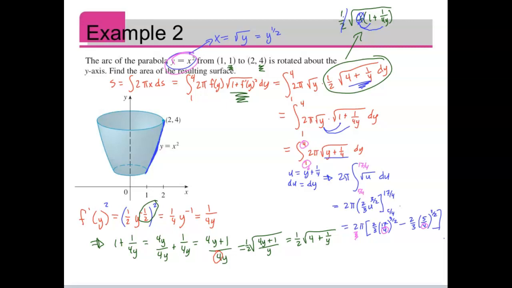The only time you need to change formulas depends on if you rotate around the x or y axis, and that's the difference between 2 pi x dx, if we're rotating around y, and 2 pi y dx, if we're rotating around x. All right? So we're going to do one more example, but I'm just going to have you set up the integral. You don't have to evaluate it, okay?